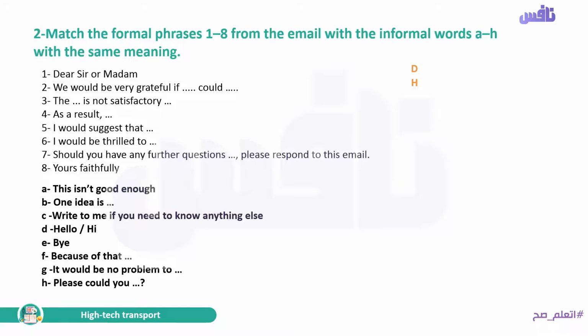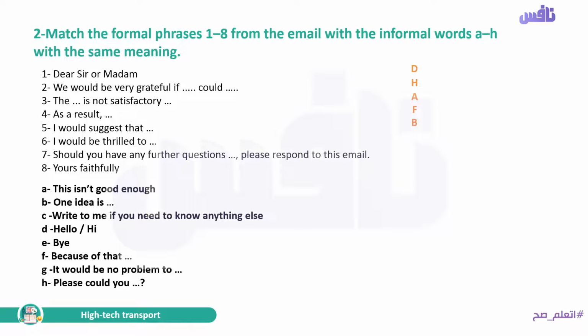Number 3, the is not satisfactory. The right sentence will be A, which has the same meaning. This is not good enough. Number 4, as a result. Which sentence has the same meaning? It will be sentence F, because of that. Number 5, I would suggest that. The answer will be B.